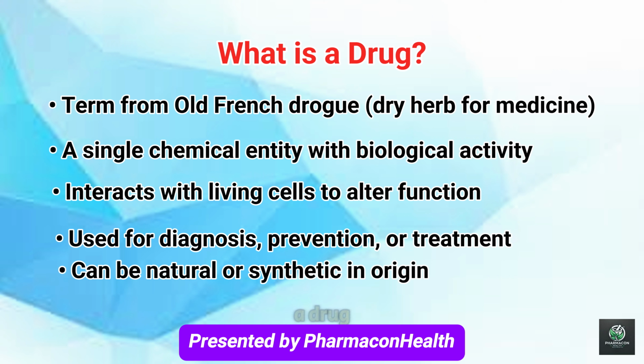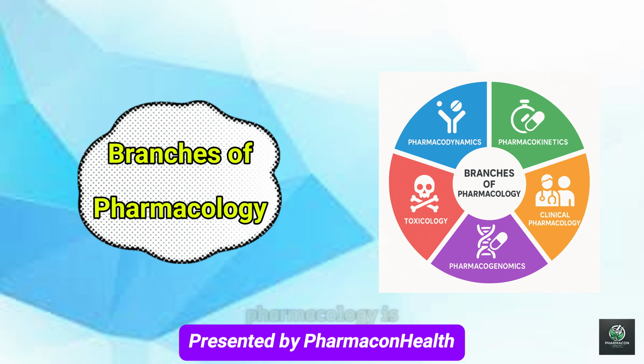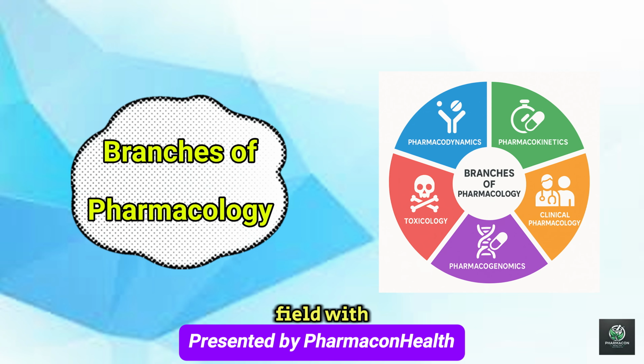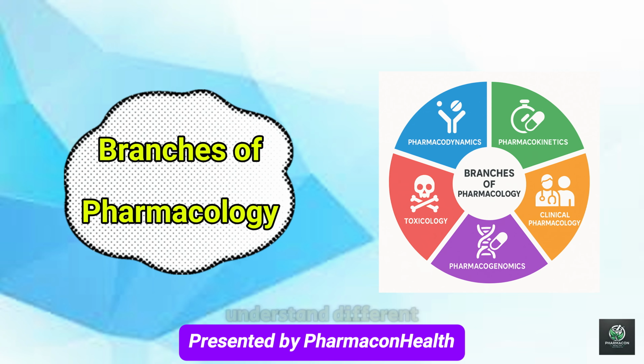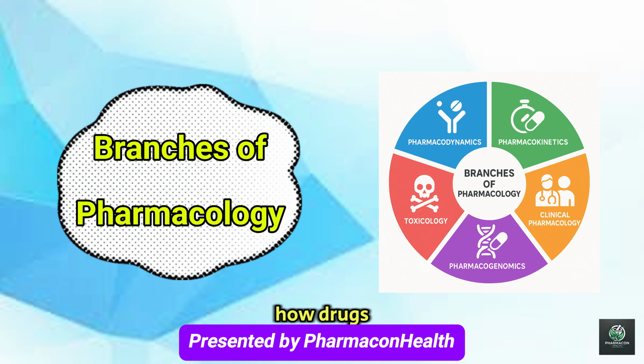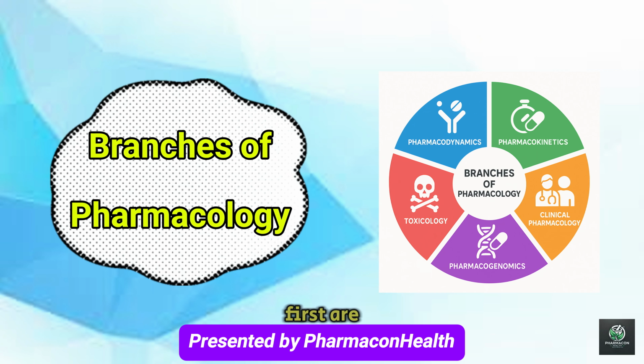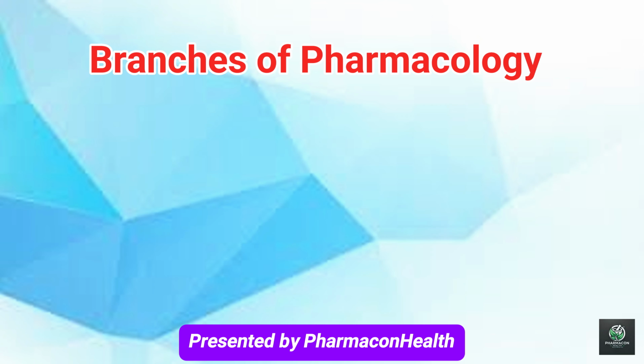Now that we know what a drug is, let us explore the main branches of pharmacology and how they help us understand drug actions. Branches of pharmacology. Pharmacology is a broad field with many branches. Each one helps us understand different parts of how drugs work and how they affect the body. First are the two main pillars.